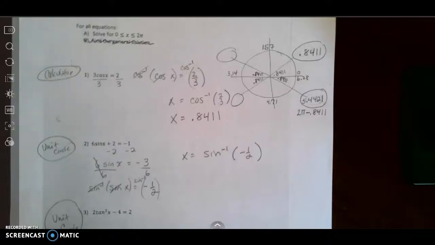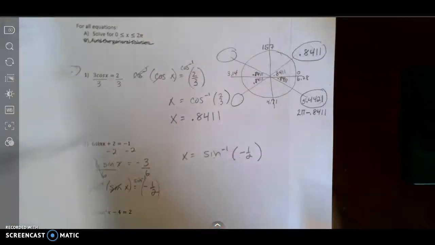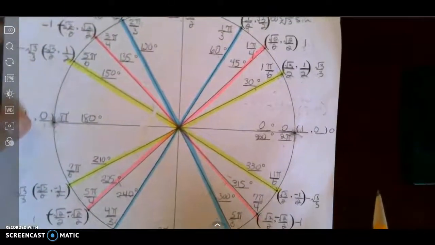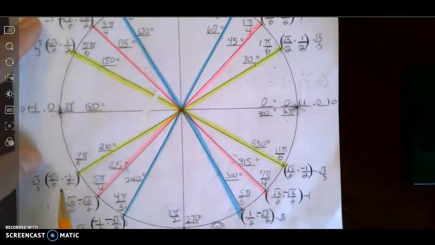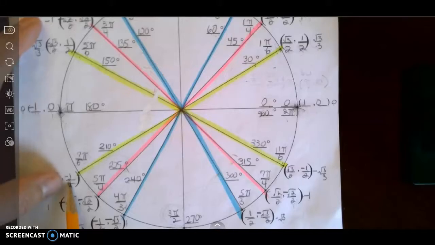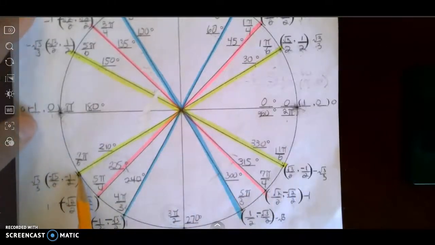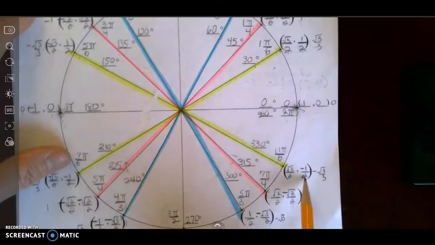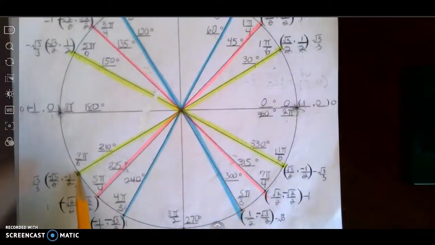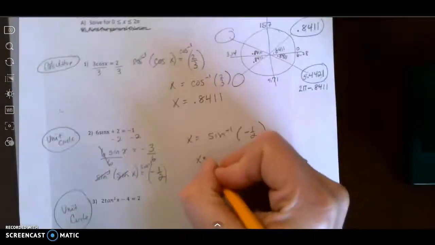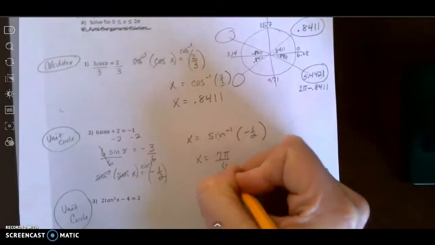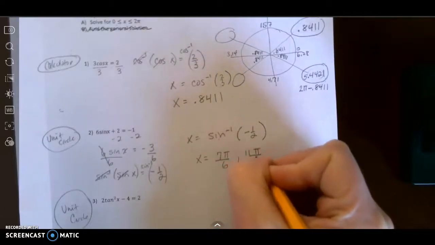And so I want all possible answers on my unit circle from 0 to 2 pi, where sine, which is the y coordinate, is negative 1/2. So I go to my unit circle, I'm looking for y coordinates. The y coordinates are negative down here, so I'm going to look down here. Right here, it's negative 1/2, which means if it's going to be yellow for one of them, it's going to have to be yellow for the other. And look, it's also over here. So it's 7 pi over 6 and 11 pi over 6. So x equals 7 pi over 6 and 11 pi over 6.